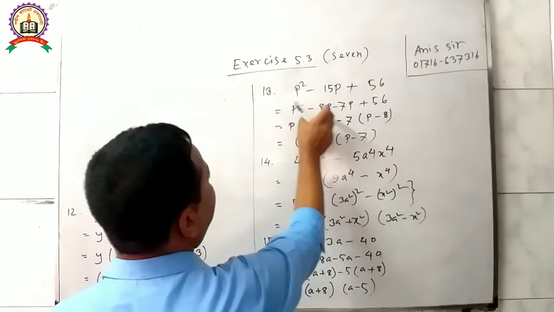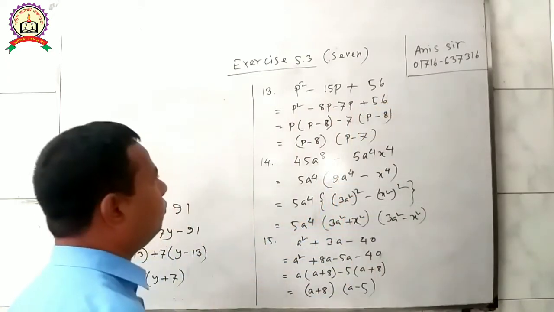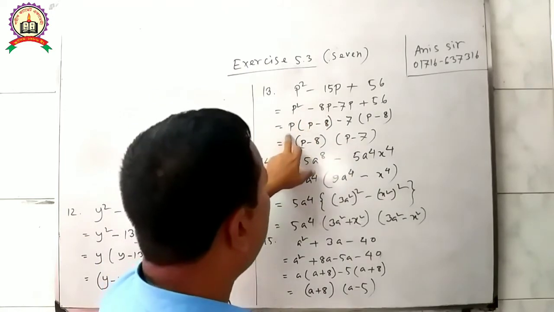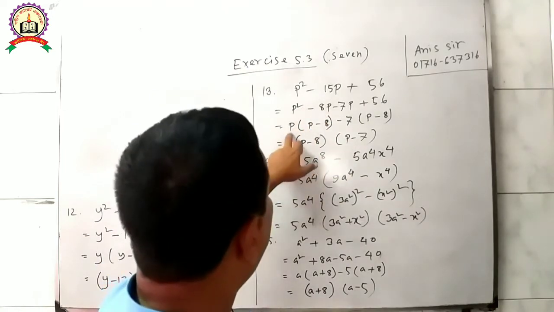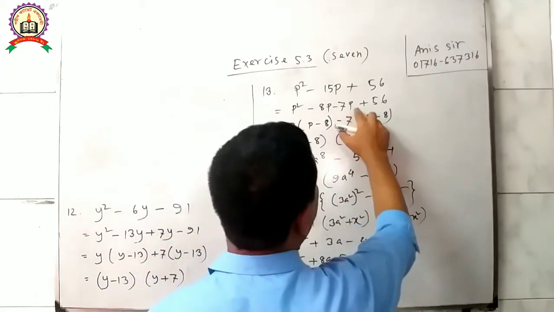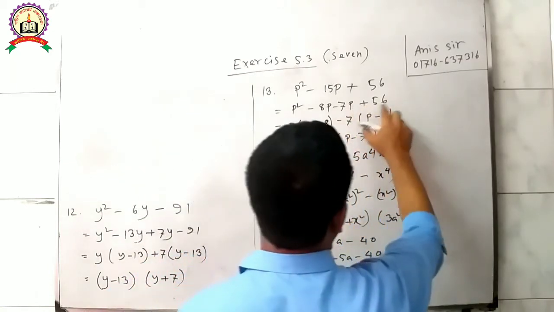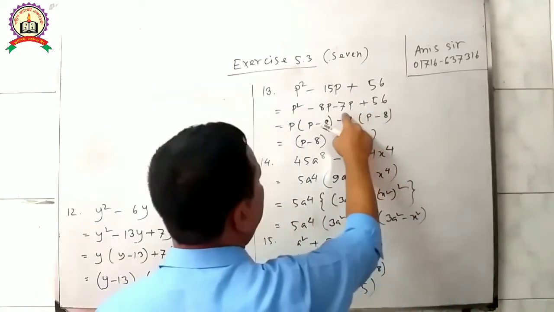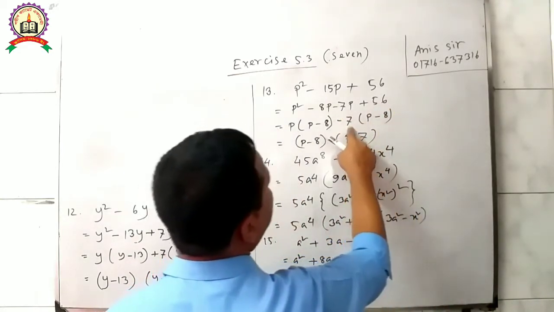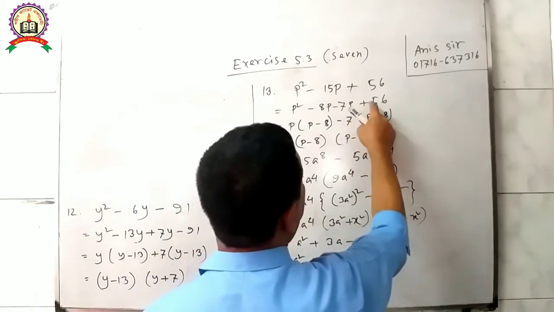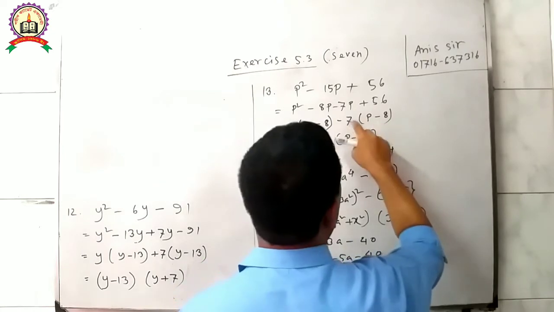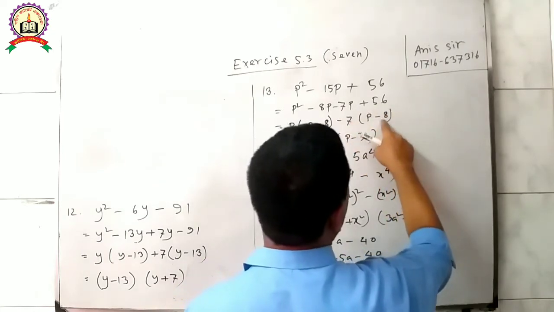Here, first pair and second pair, you have to take common. In the first pair, p square minus 8p, so p is common. Taking p as common, we get p minus 8, and minus 7p plus 56. 7 is common in the two terms. Taking minus 7 as common, we get p, and minus and plus will be minus. 56 divided by 7, we get 8.